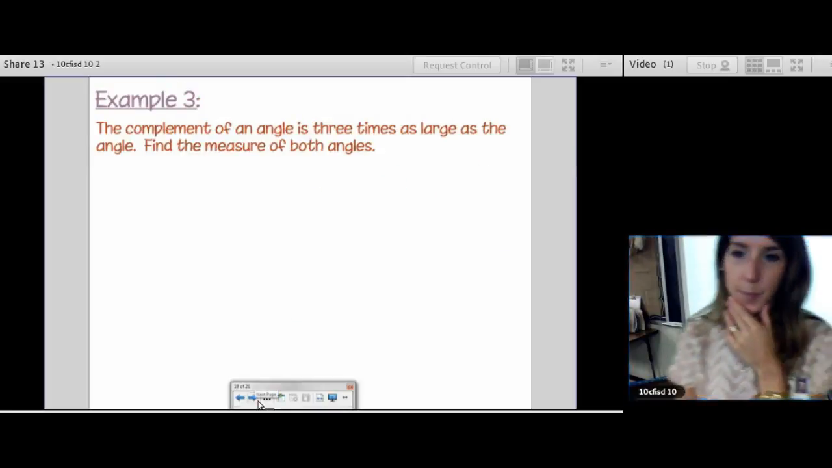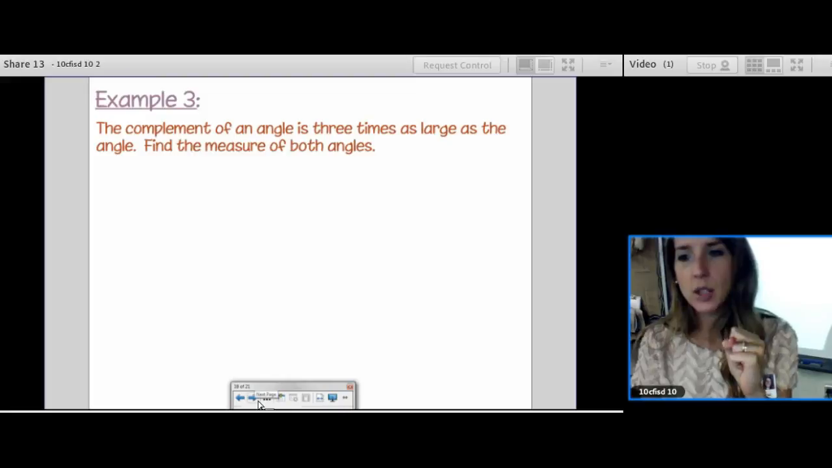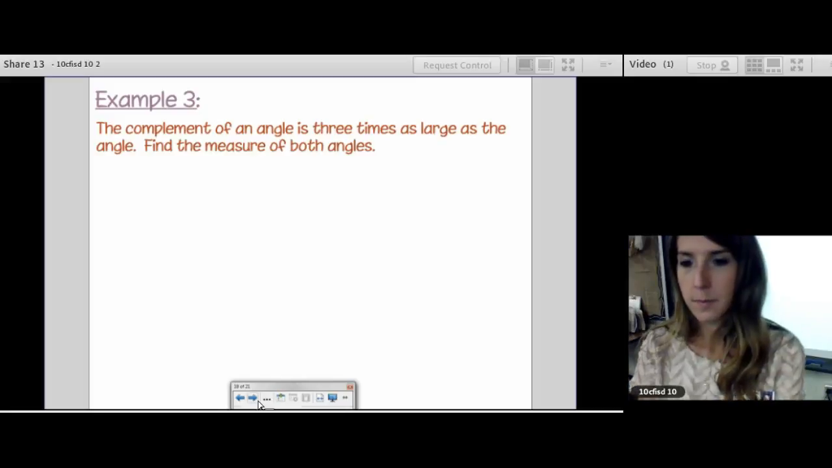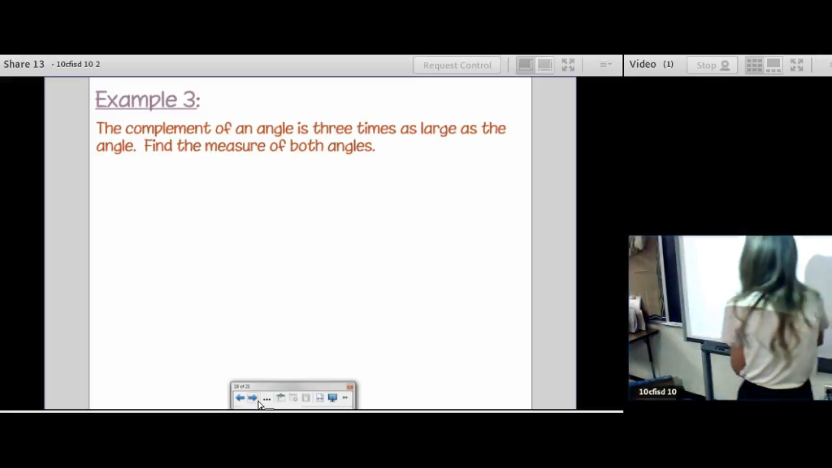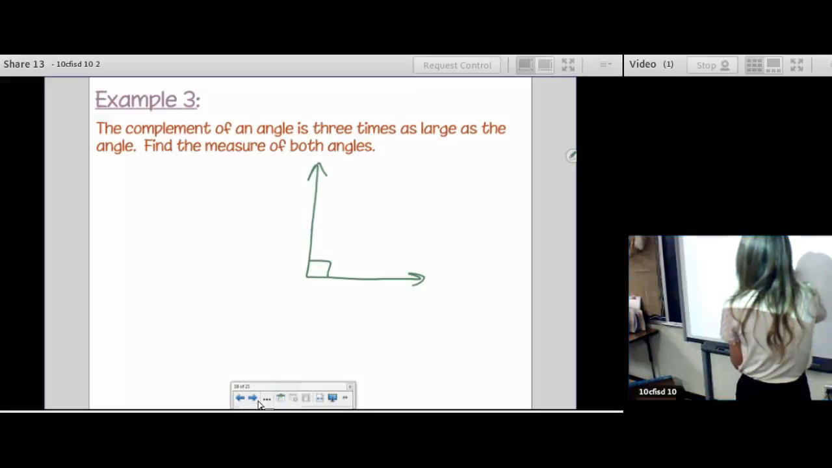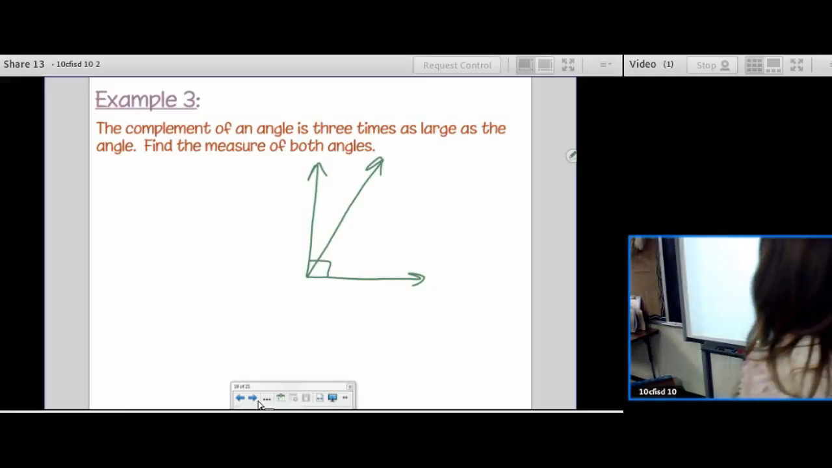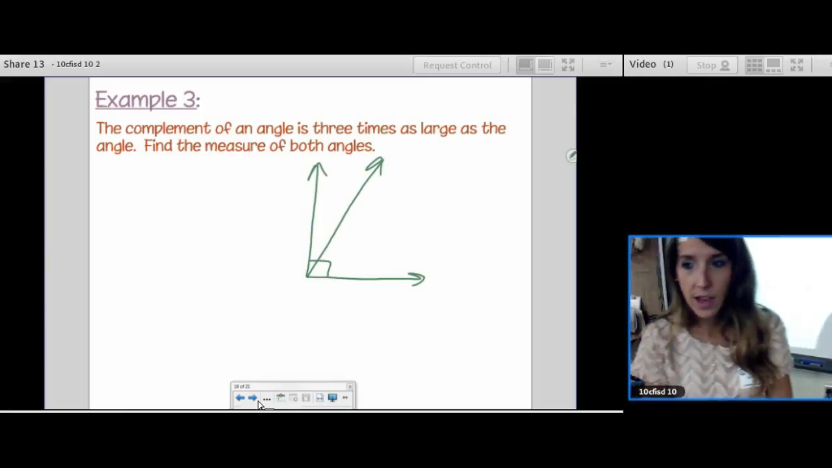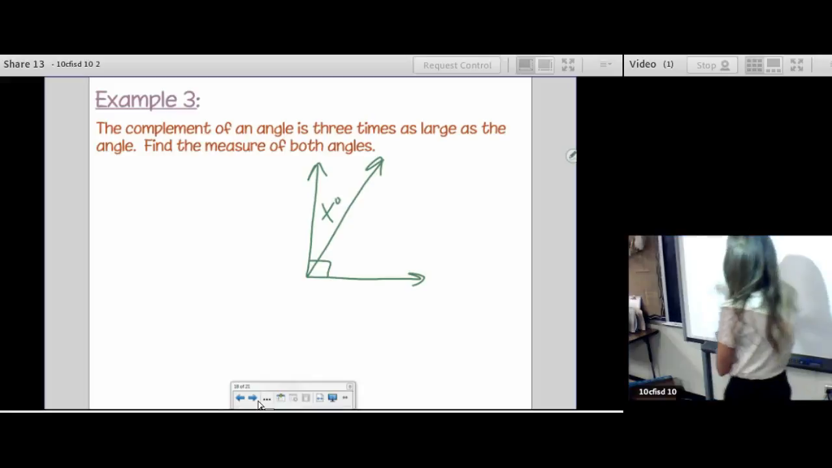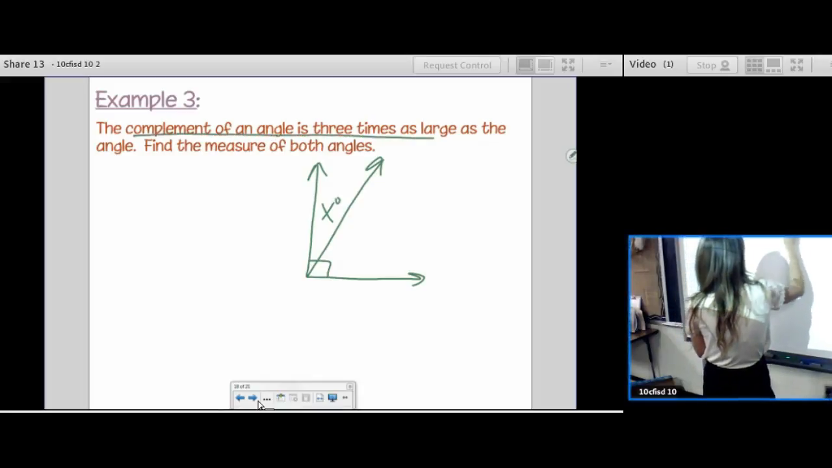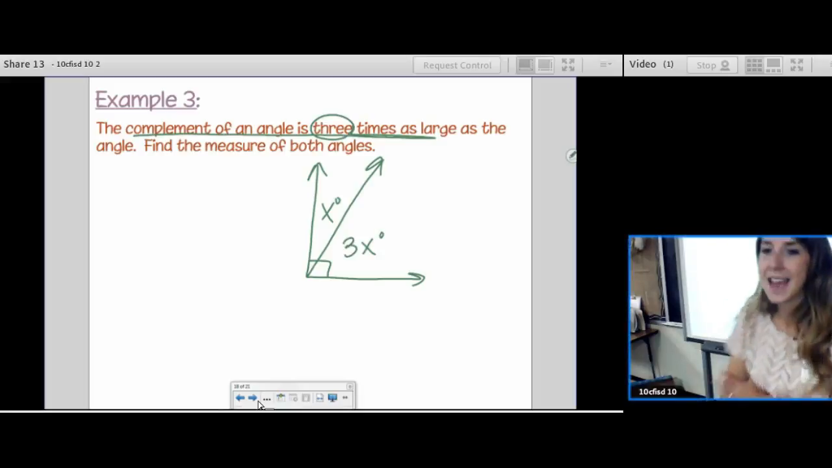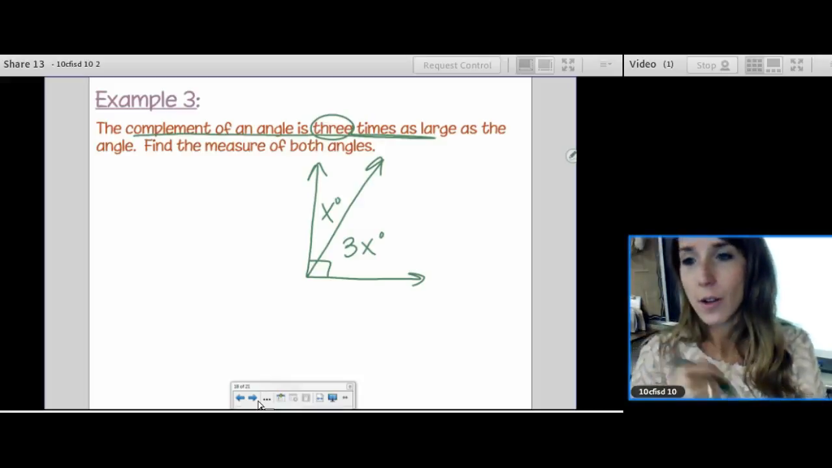Last problem of the day. The complement of an angle is 3 times as large as the angle. Find the measure of both angles. So what I recommend here is draw some complementary angles. You can make them adjacent to each other, or you can make them not adjacent to each other. It doesn't matter to me. Take one of those angles and name it x. The complement is 3 times as large. So the complement of angle x, I'm going to call it 3x. So call one of them x, call the other one 3x.